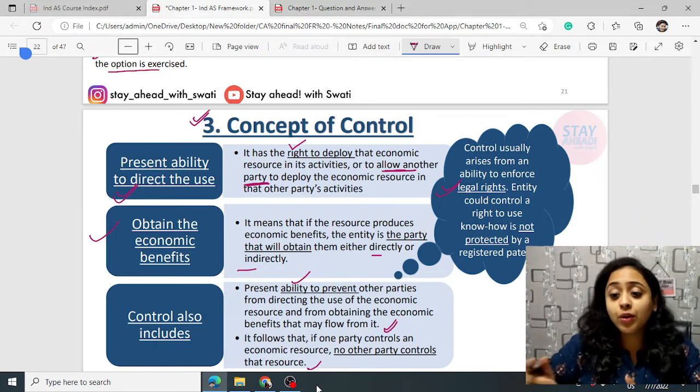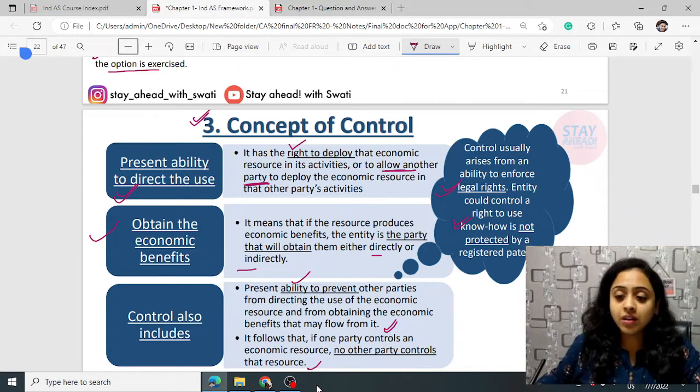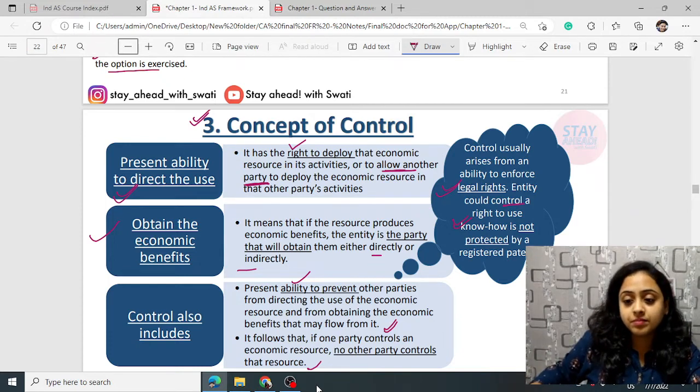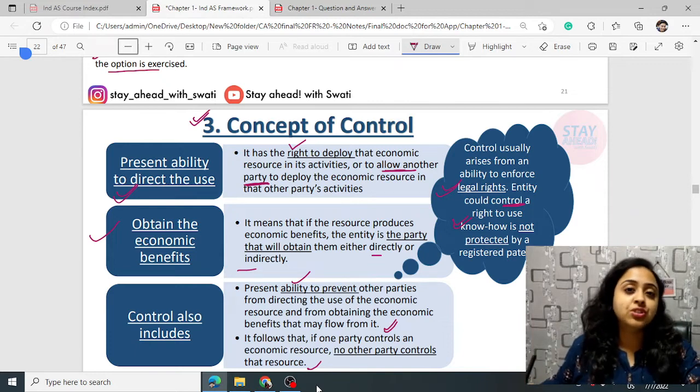For example, know-how: you have not taken any copyright or trademark, but you can still protect your know-how or intangible assets. So it will be considered as control, even though they are not registered or protected by law.